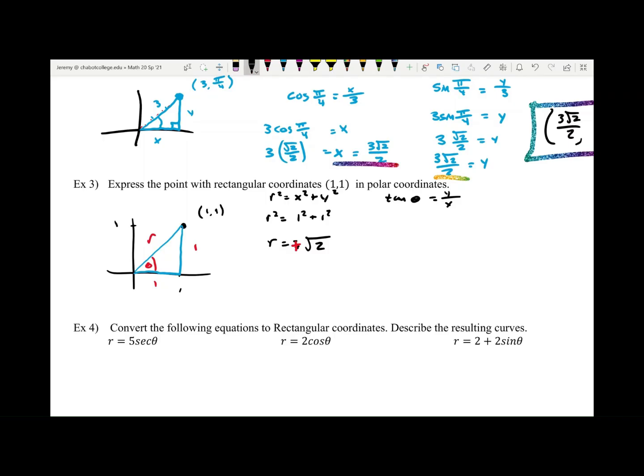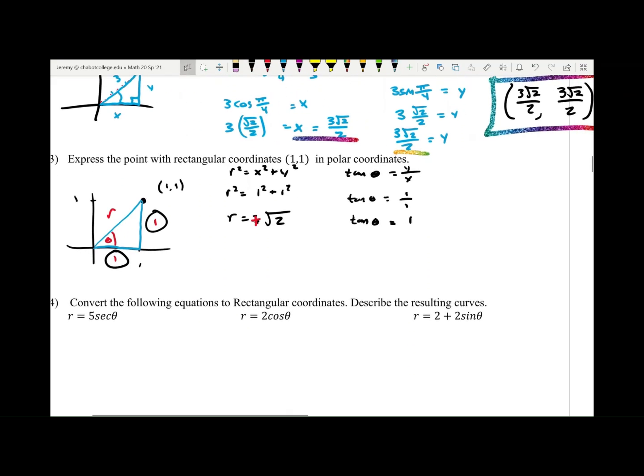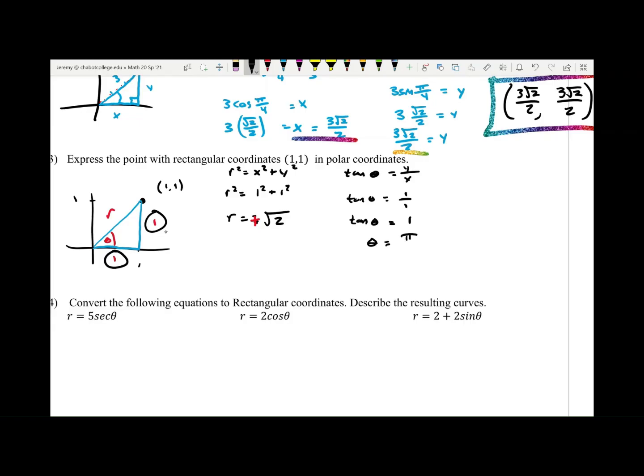Okay, and now, to find the angle theta, tangent of theta is opposite over adjacent, so tangent of theta is going to be 1 over 1. So tangent of theta equals 1. And I happen to have this solution memorized. I know that this theta value is pi over 4. So I can represent in polar coordinates this same point as root 2, pi over 4.